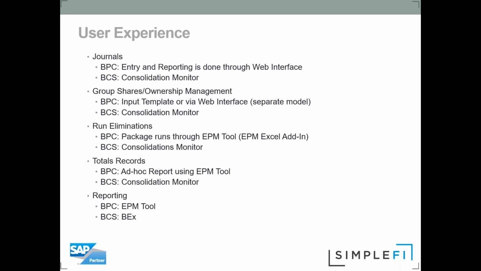The first one is from a user experience perspective, and I've got a couple bullets here. When talking about journals, BCS has the Consolidation Monitor. BPC journaling is done within the web interface. You go to journals, you enter your journal entry, and any reporting off of the journals can be produced via the web as well. So that's a little bit different.